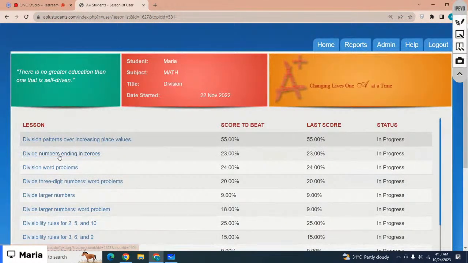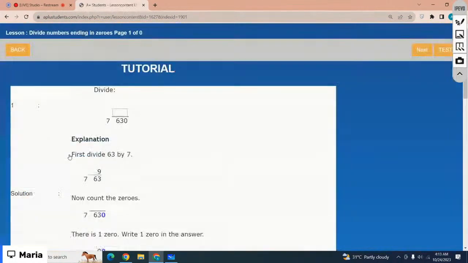Okay, the next one is divide numbers ending in zeros. The first one is 630 divided by 7, right? First, let's just divide without 0. So without 0, that would be just 63. You have to count a table of 7 until 63. So 7 times what number is 63?